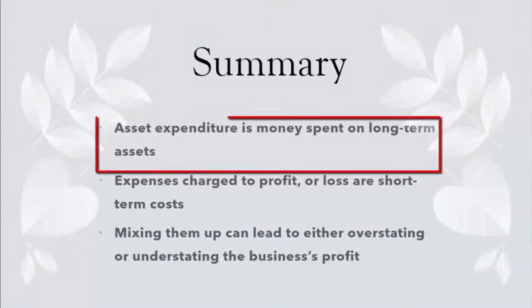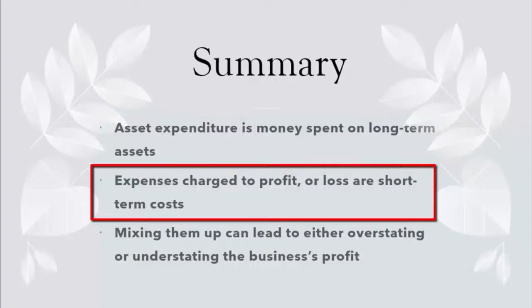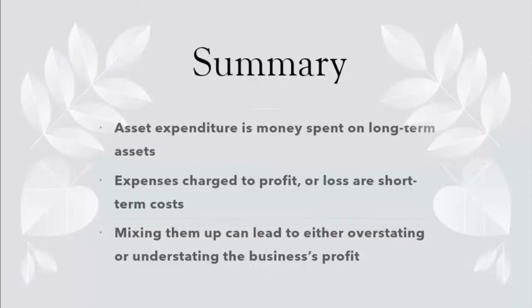Asset expenditure is money spent on long-term assets that will benefit the business for many years. These are recorded on the balance sheet and not deducted from this year's income. 2. Expenses charged to profit or loss are short-term costs incurred to keep the business running. These are recorded in the income statement and deducted when calculating profit.